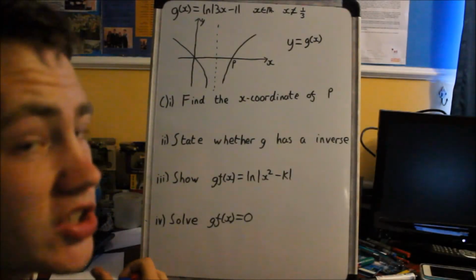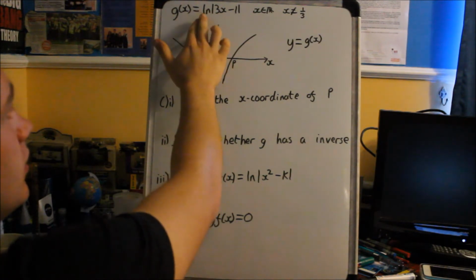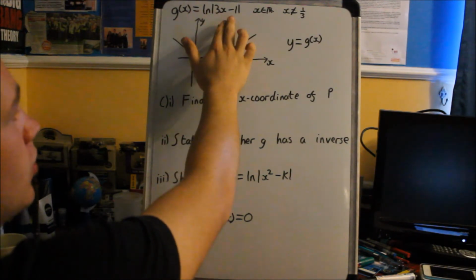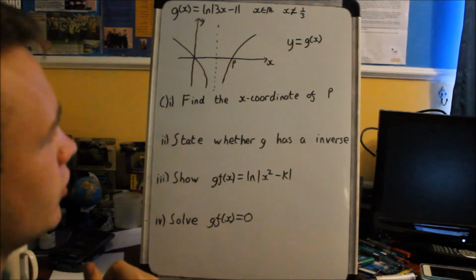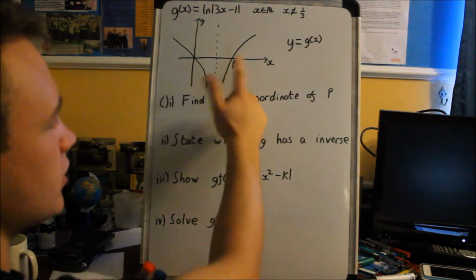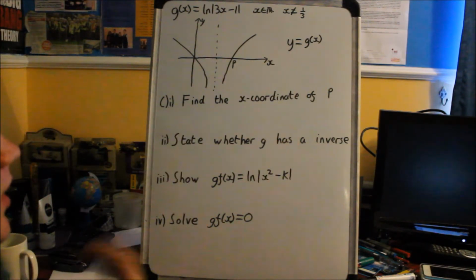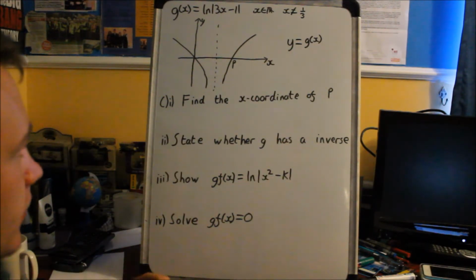Okay, so I think you can just about see it, but I'll read it out anyway. G of x, another function of x, equals natural log of mod 3x minus 1 for all real numbers where x does not equal a third. There's a quick sketch of it here. Here's the point P. It draws all of this in your exam. So C, part 1, find the x coordinate of P.